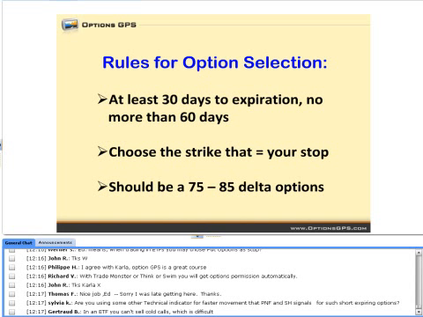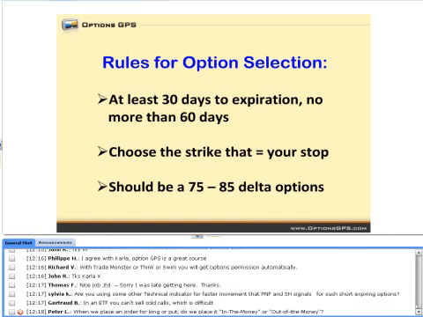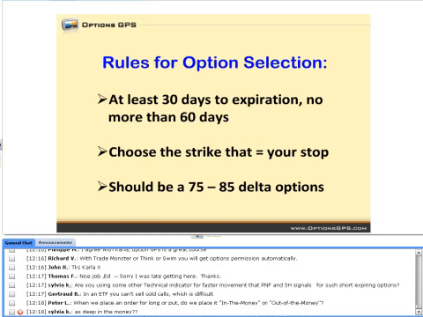Sylvie asks, are you using some other technical indicator for faster movement than PNF and SA signals for such short expiring options? No. This is just matching the strategy to what information is being provided by the point and figure analysis. If the stock stays in one place, you will lose a little money, right?